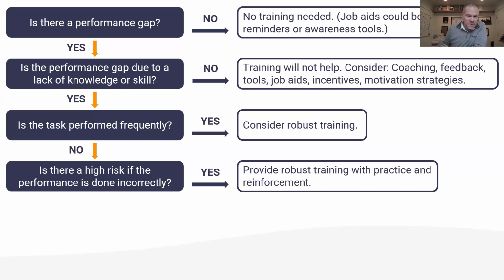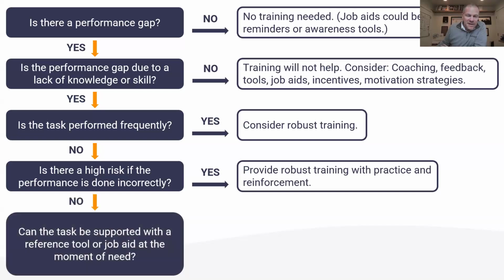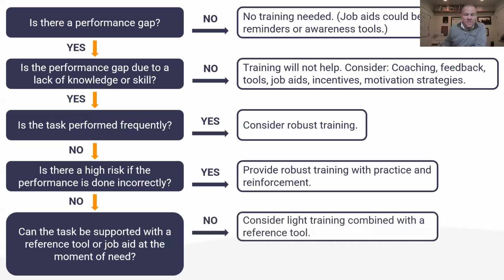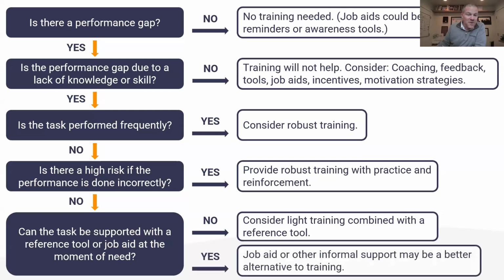Now, if the risk isn't very high, then we need to ask ourselves, well, can it be supported with a reference tool or a job aid when they need to do it? If the answer is no, then maybe we do want to consider some training combined with a reference tool. If the answer is yes, this is where we do the job aid, or other informal support. It can be a better alternative. So these are just some questions to ask ourselves. And thank you, Aaron, for putting this flowchart into the chat as well.